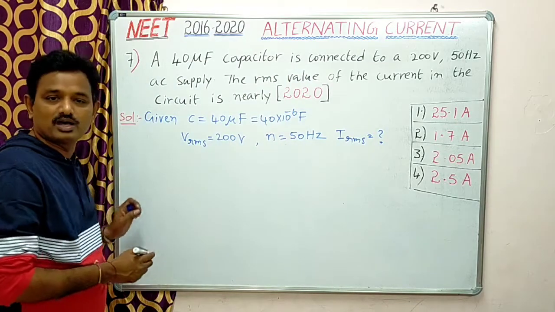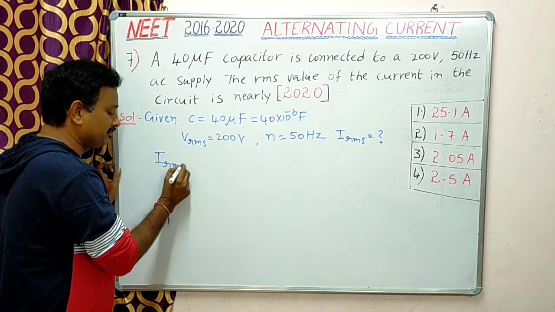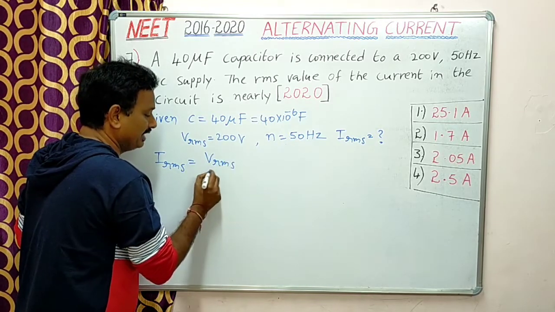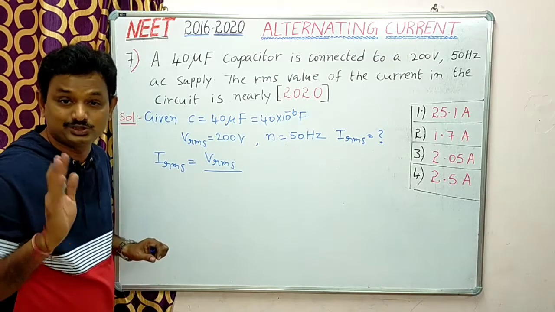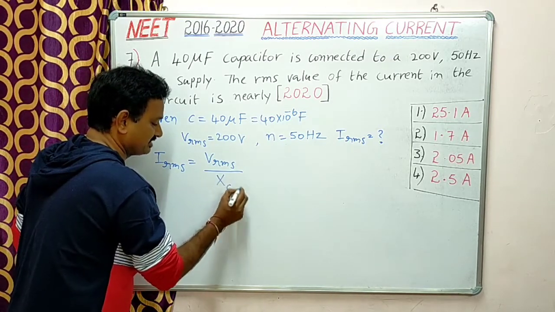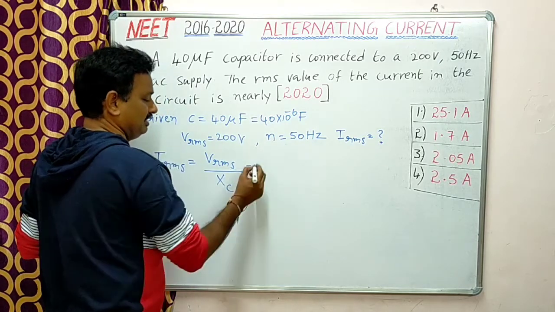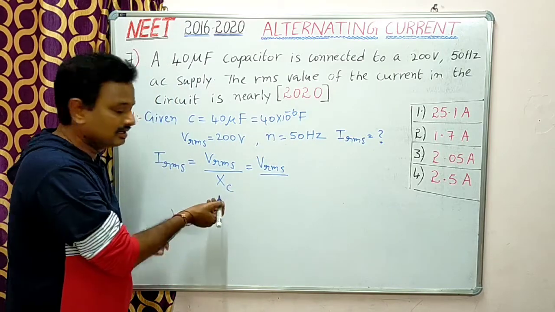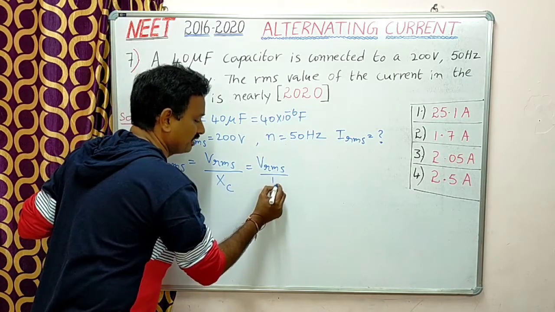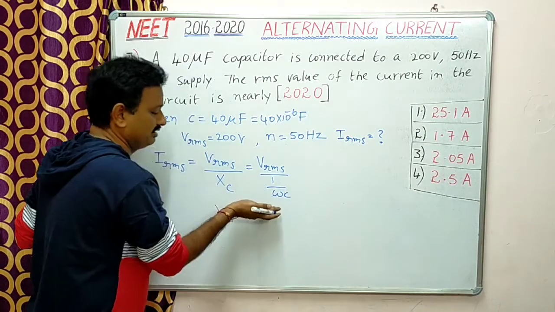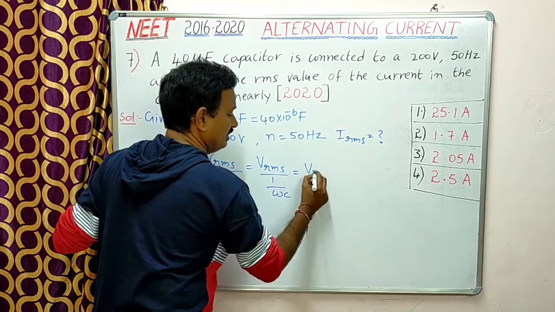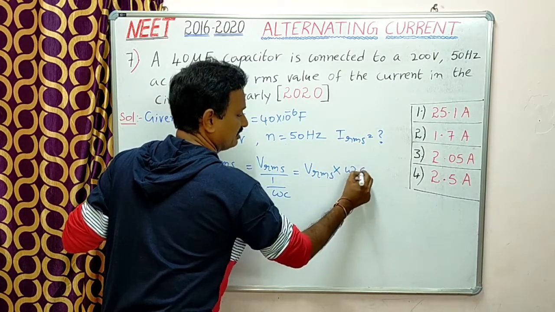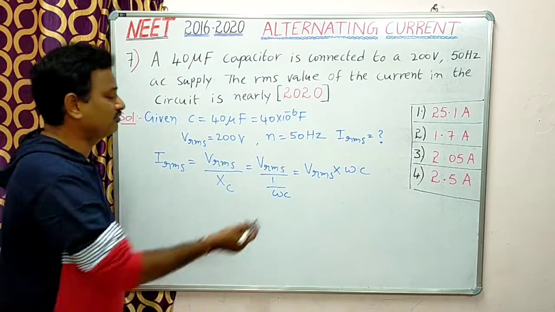So we have the formula IRMS is equal to VRMS by capacitive reactance, that is XC. Capacitive reactance I can write as 1 by omega C. Its reciprocal, if you write, means VRMS into omega C. Now I will substitute the values of these.